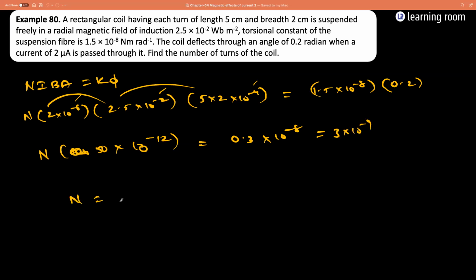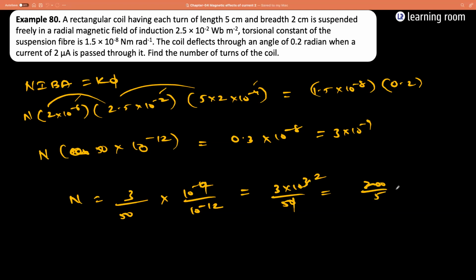So N will be equal to 3 into 10 power minus 9 divided by 50 into 10 power minus 12. So how much is it going to be? 3 into 10 power 3 divided by 50. So 10 will cancel this 2 times. So 300 divided by 5 is going to be 60. There are 60 turns.